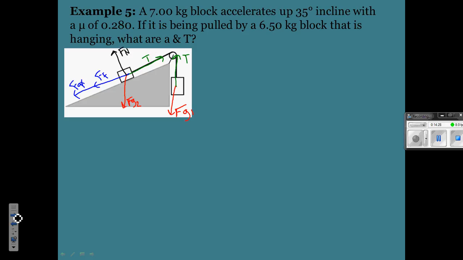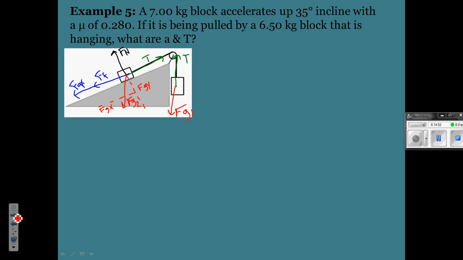Okay? So in this, if we want to find our F_N, we have to find our F_gy, our y component. And if we want to find our F_gx, we have to find our x component. Okay? And we had to use trig to do that.